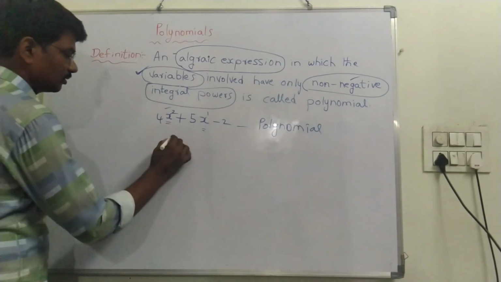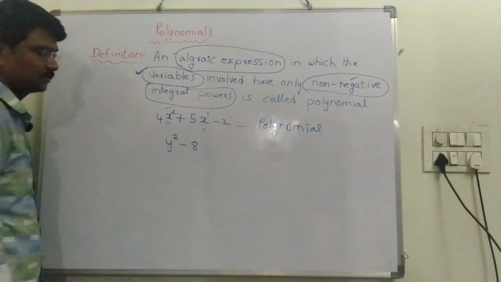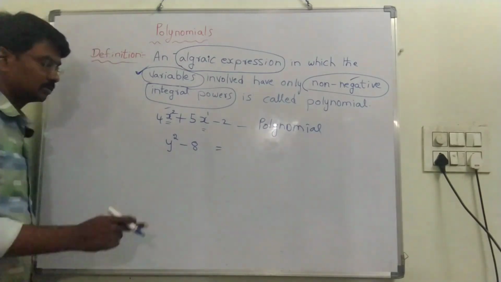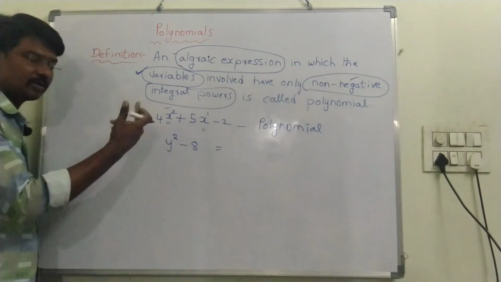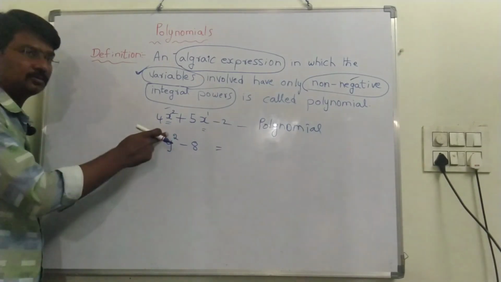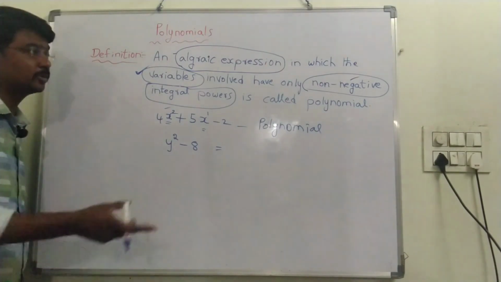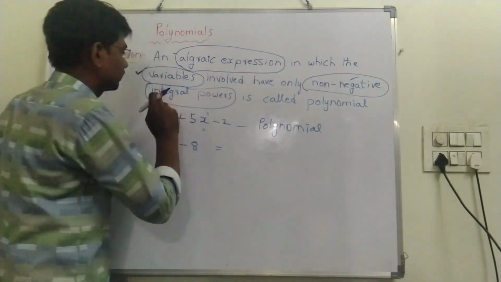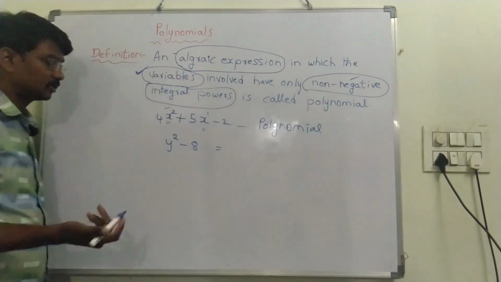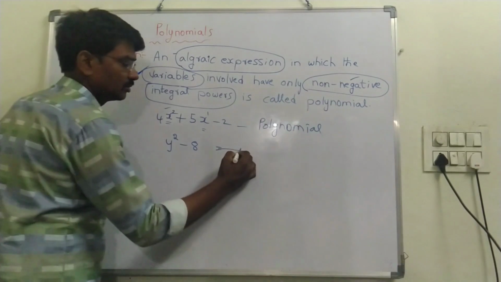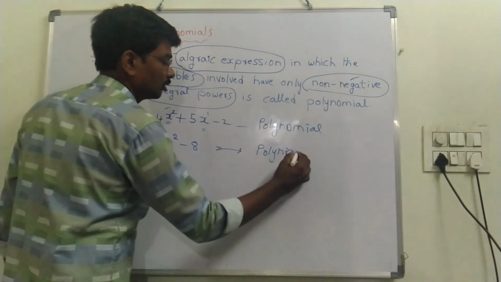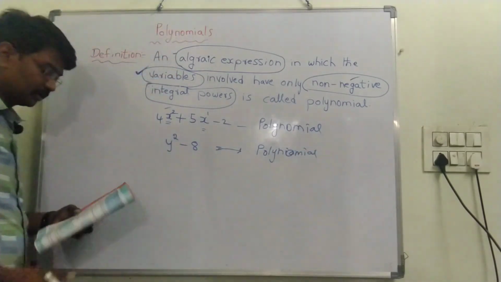Next, one more. Y square minus 8. Y square minus 8. What is the variable here? Y. What is the power of the variable? 2. Plus 2 or minus 2? Plus 2. Plus 2 means positive number. Positive means non-negative integral power. Non-negative means positive. Okay? So, this is a polynomial. Yes, sir? This is a polynomial. Okay?